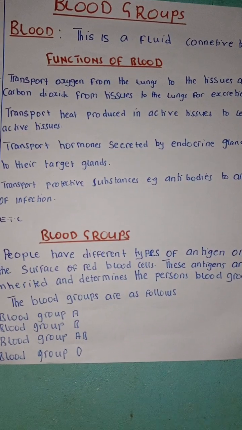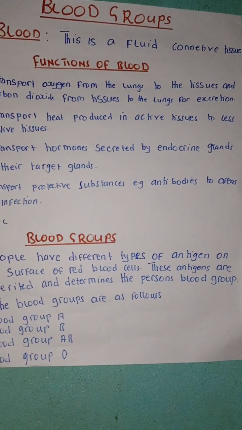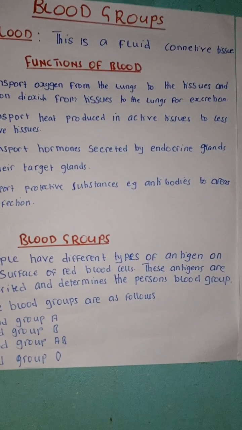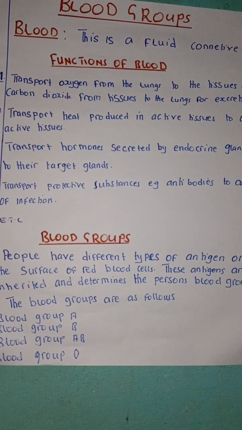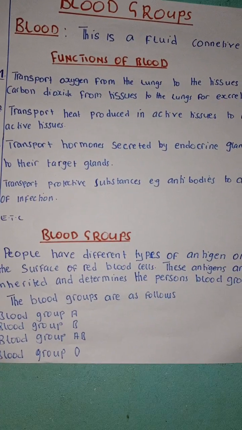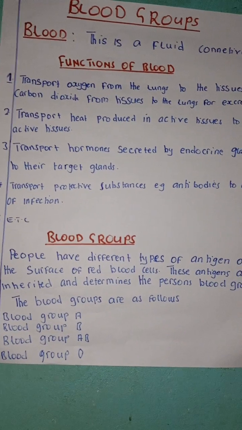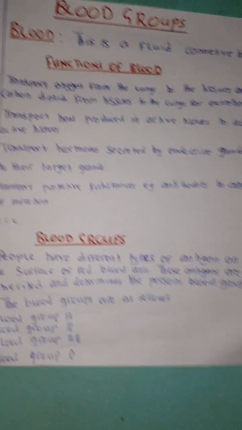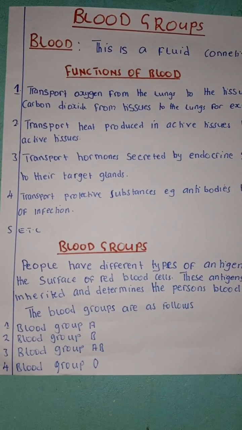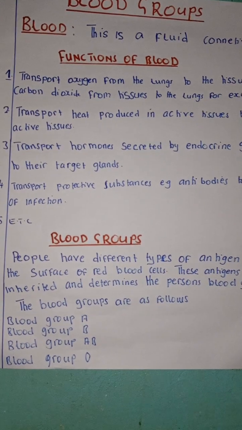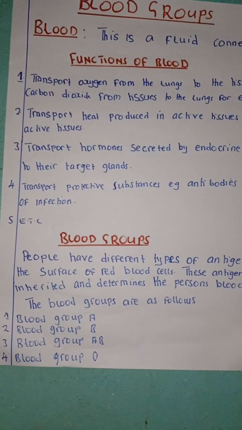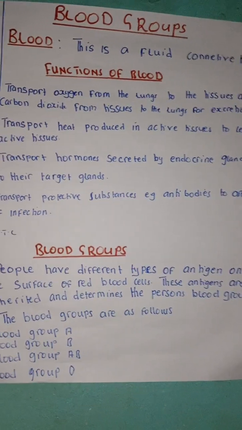Number one, transport oxygen from the lungs to the tissues and carbon dioxide from the tissues to the lungs for excretion. Number two, transport heat produced in active tissues to less active tissues. Number three, transport hormones secreted by endocrine glands to their target organs. Number four, transport protective substances like antibodies to the areas of infection, and many more functions.